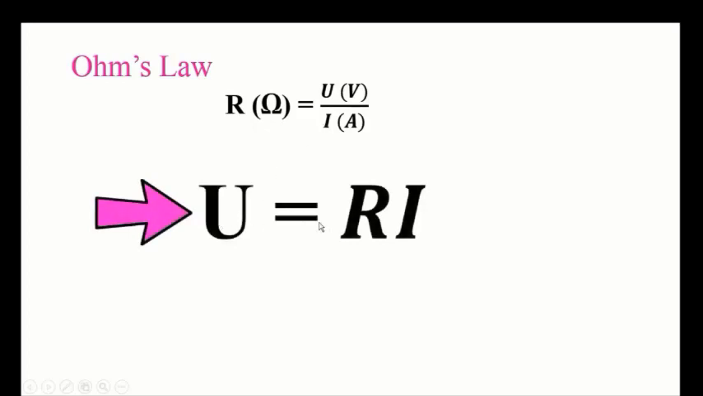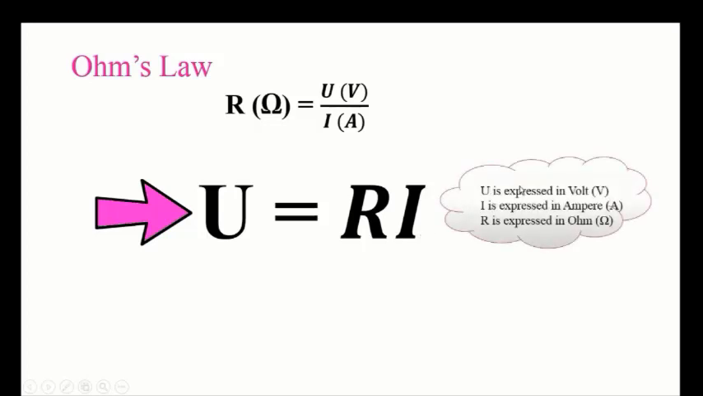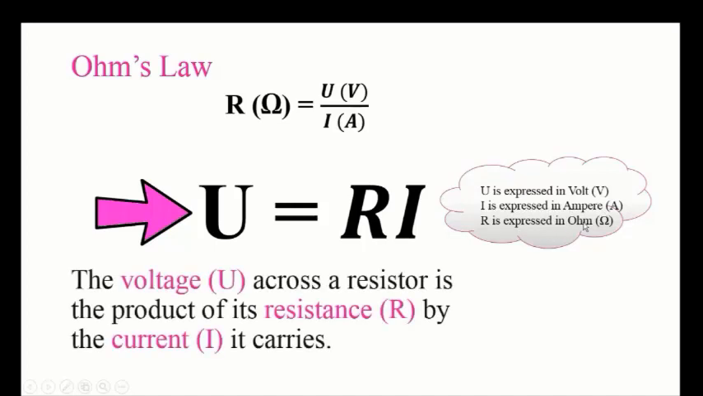Then, from this activity we can deduce Ohm's law. We calculated in this activity the ratio U over I, which is equal to R. Then R is equal to the voltage divided by the current. Therefore, U will be equal to R times I, where U is expressed in volts, I is expressed in amperes, and R is expressed in ohms. Then Ohm's law states that the voltage U across a resistor is the product of its resistance R by the current I it carries.